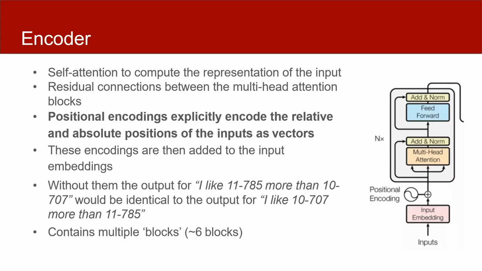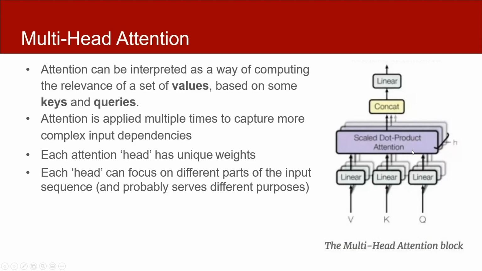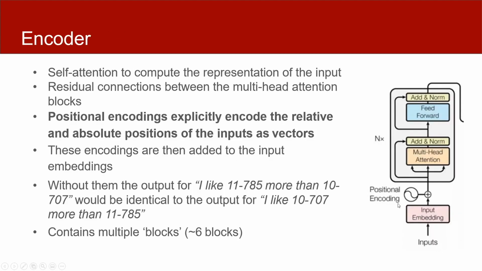So the encoder of the transformer uses self-attention to compute the representation of the input. So it is the multi-head attention that we talked about before. It's just that the keys, queries, and values are all computed from the input embedding. And we also add residual connections between the multi-head attention blocks and the feed-forward network.